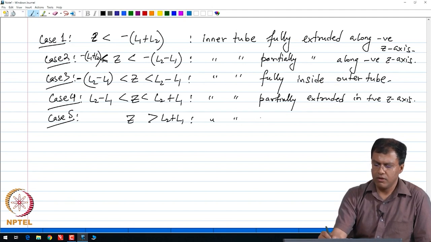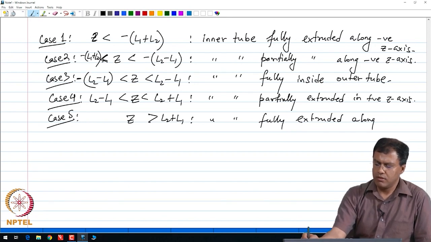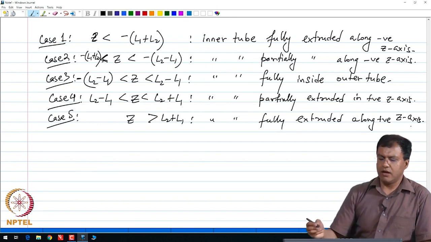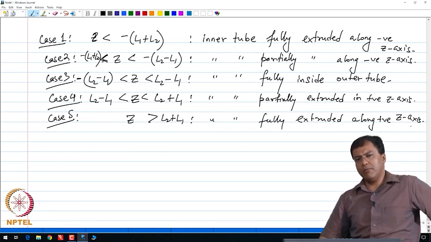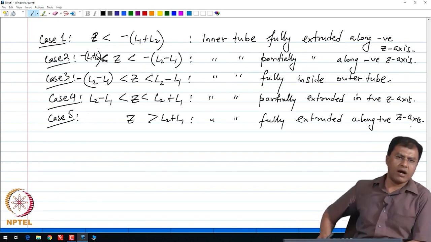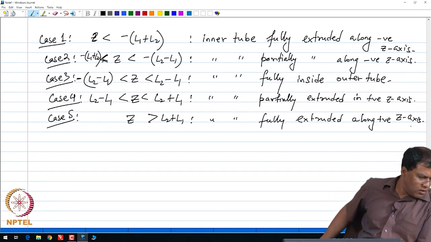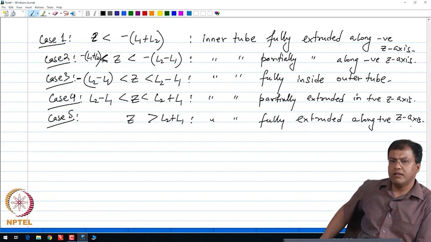So, inner tube fully extruded along the positive z axis. And to describe the oscillatory motions, these 5 cases are repeated twice. These 5 cases are going to be repeated once for half the motion of the nanotube, or half the time period of the nanotube. Then the next stage is to describe these stages of motion using the interaction energy.